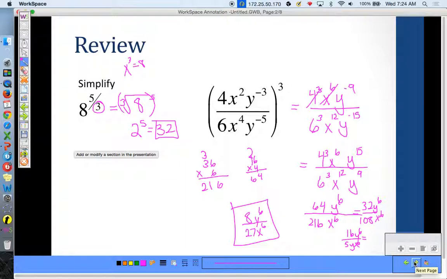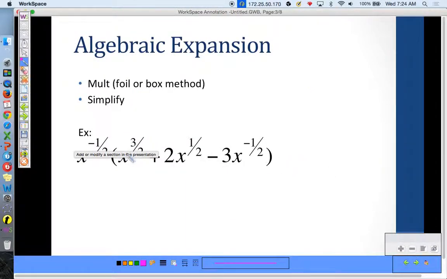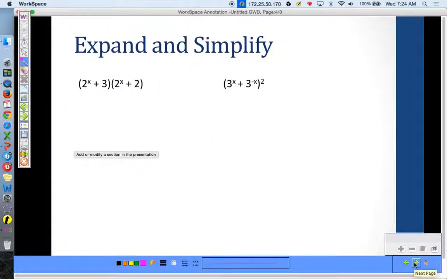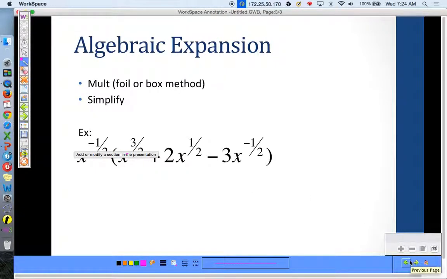So now we're going to take a look at algebraic expansion. And I don't know why that is there. Oh dear, sorry guys. That's going to be in the way for the entire thing. But we're going to multiply these out. So hopefully if you're following along you can read those.